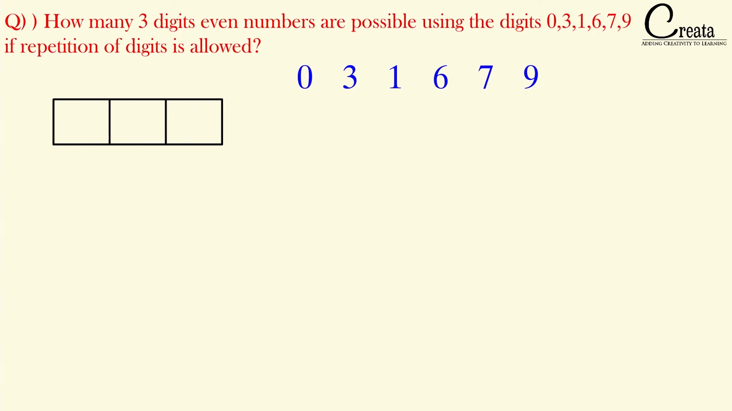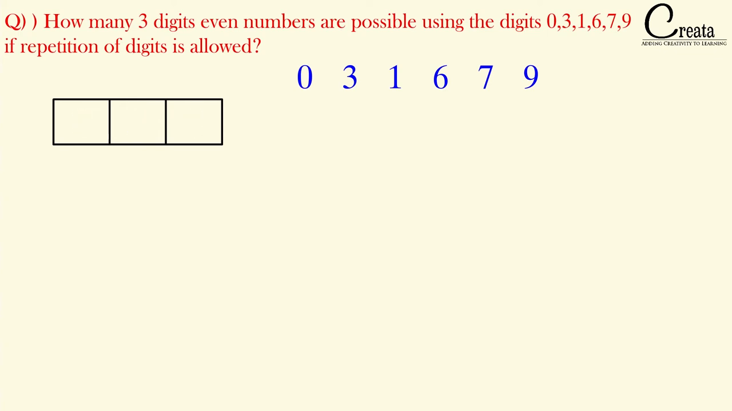Further in the question, it is also given that repetition of the digit is allowed. This is very important. This will govern the course of the answer. The repetition of digits is allowed. It means that the same number can be repeated in all of the 3 slots. No restriction is given on that.